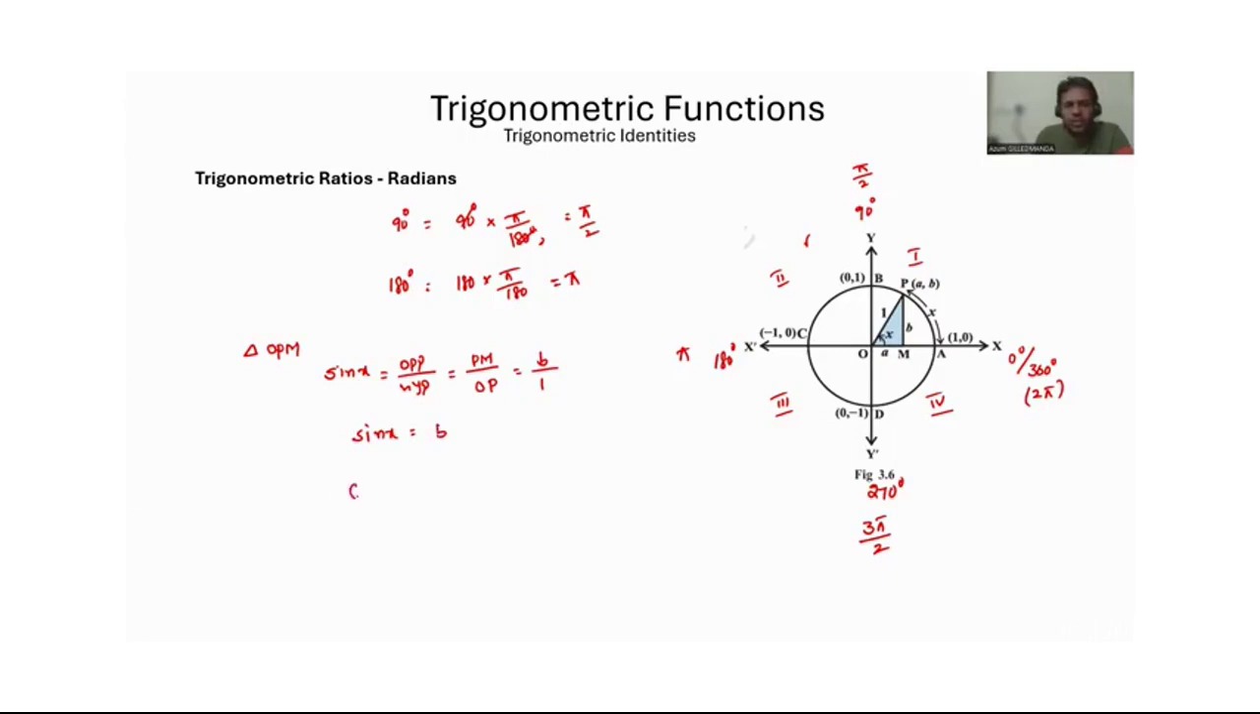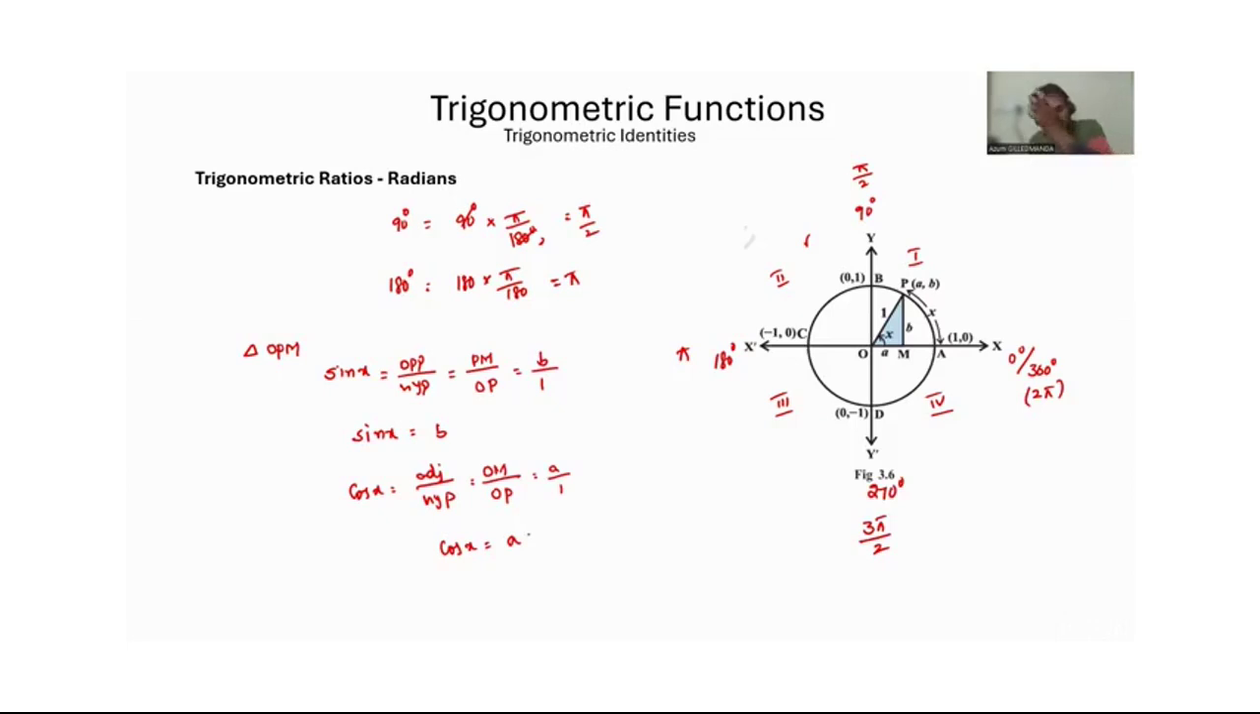And similarly, what is cos x? Cos x is adjacent by hypotenuse. So what is the adjacent side, guys? Here the adjacent is OM, which is A, by OP. So that is A by 1. So we can say cos x equal to A.